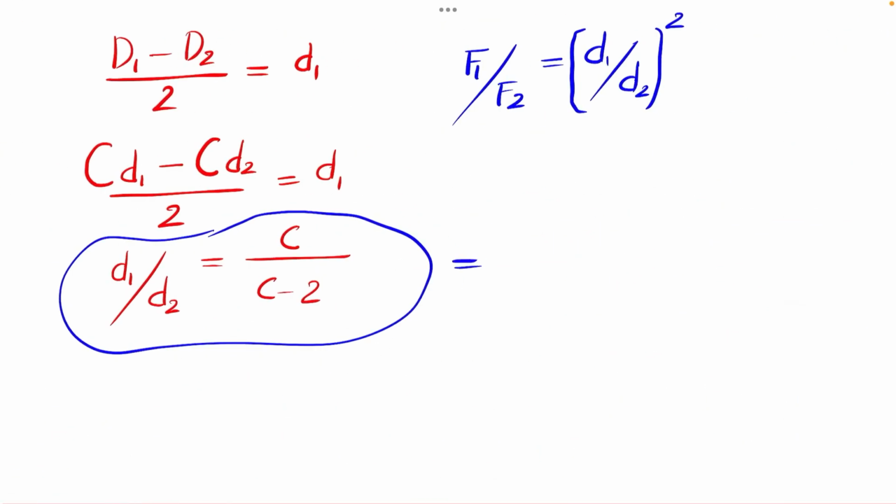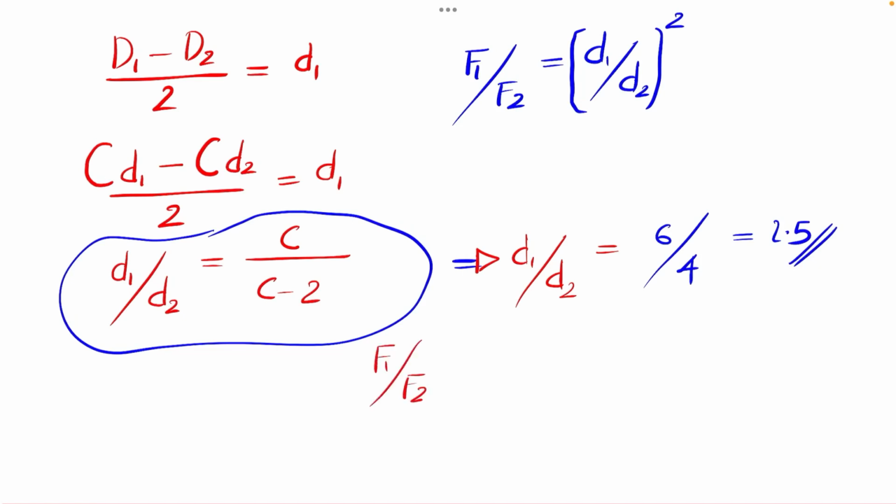So here the spring index value is 6. So with this I can find the value of this ratio, that is d1 by d2. So the d1 by d2 for our problem, c value is 6, so it will be 6 divided by 6 minus 2, which is 4. So 6 by 4 we will be getting as 1.5.